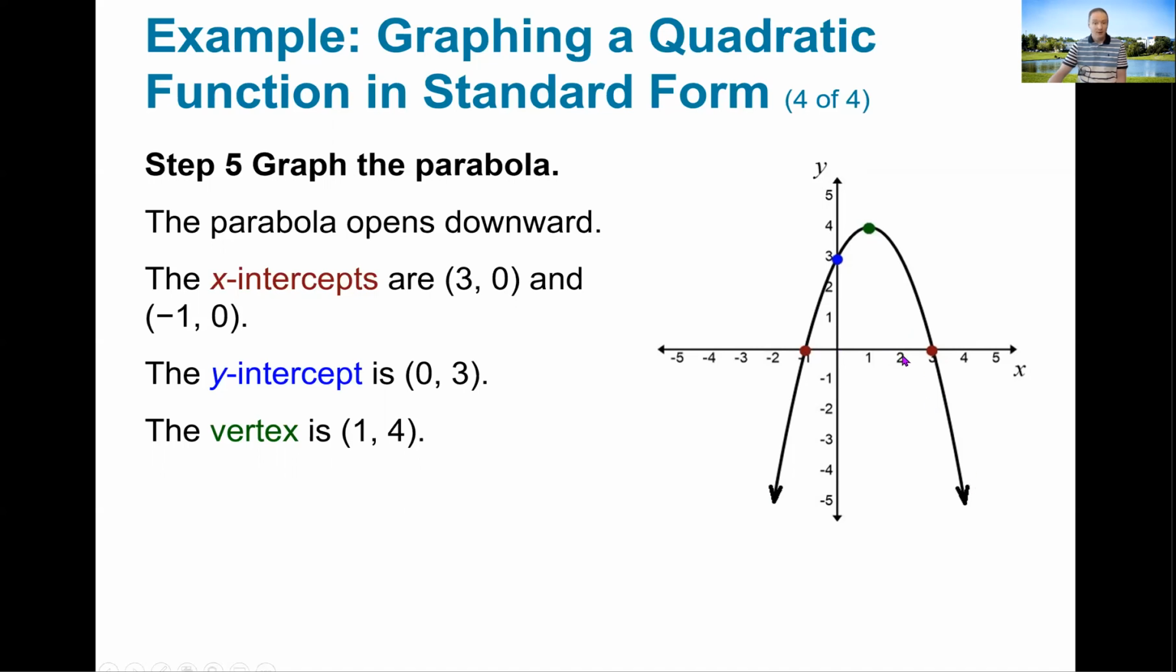For example, I know the ordered pair 2, 3 would be a point on the curve because as you move from the vertex, it has to be symmetric. So if I move 1 to the left and go down 1, then I would move 1 to the right and go down 1. I know the ordered pair 2, 3 would be a point. No need to put any other points on there, though.